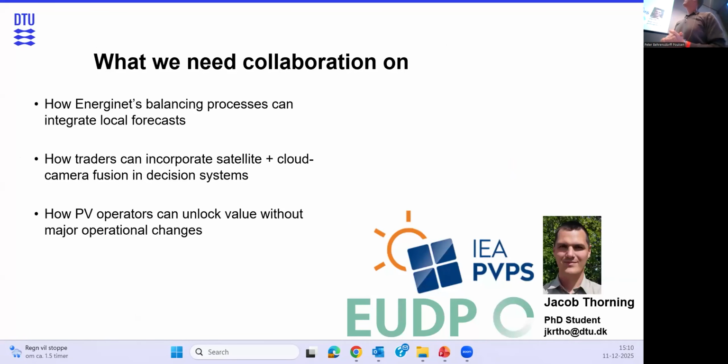And some of the things that we're looking for information or collaboration on is how our TSO Energinet's balancing process can integrate local forecasts or satellite forecasts as well. How traders and balance responsible parties can incorporate satellite and cloud camera fusion in decision systems. I know that they are already doing that, at least the traders more active or on the forefront of it. And how can PV operators use this to unlock some value without major changes in how they operate their systems? Thank you.